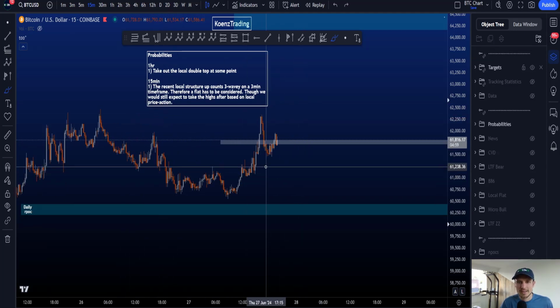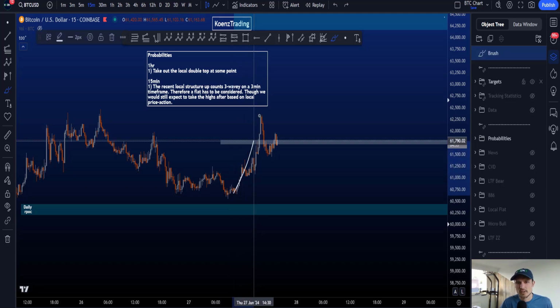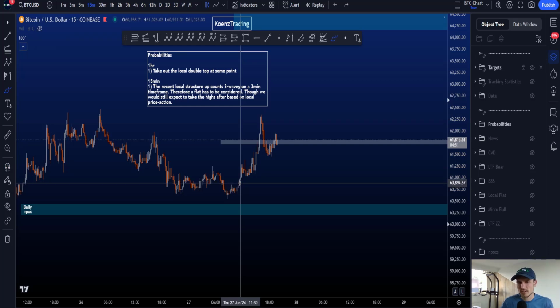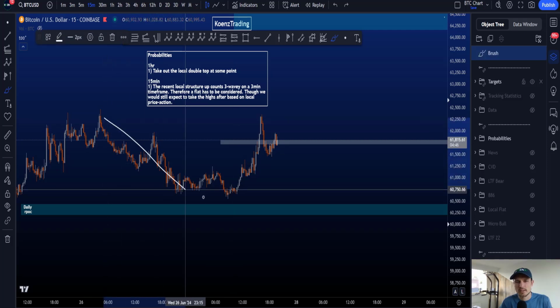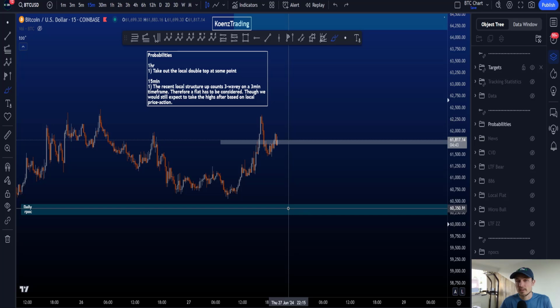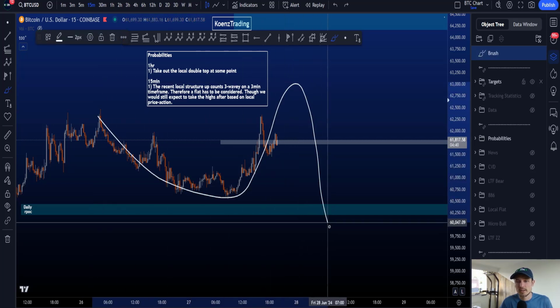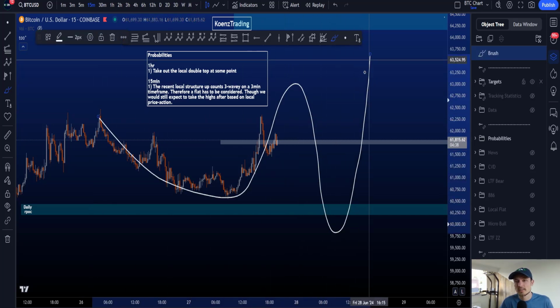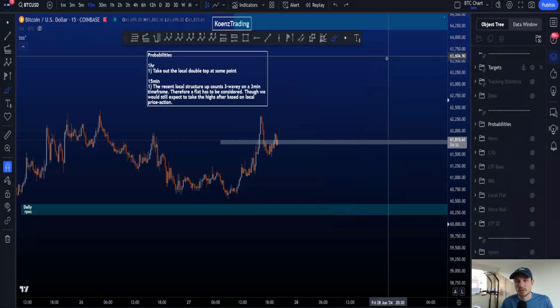On the 15-minute time frame though, and actually even the 3-minute time frame, this recent local structure towards the upside counts more as a 3-wave structure than a clear impulsive structure. Therefore, a flat, as shown, the ABC, has to be considered. However, even after that flat with an A, B, and then a wave C, the probabilities are still higher to then see another leg towards the upside.